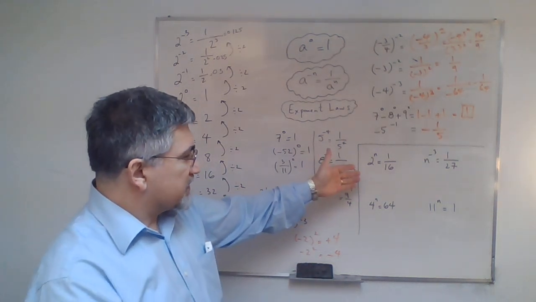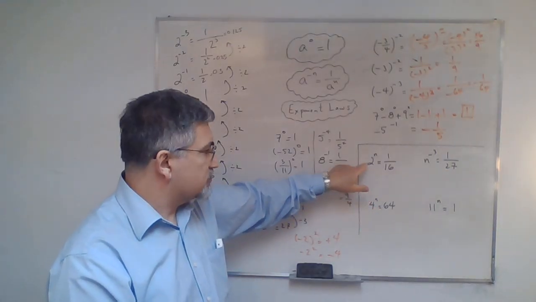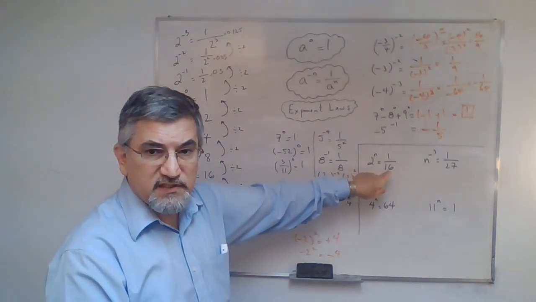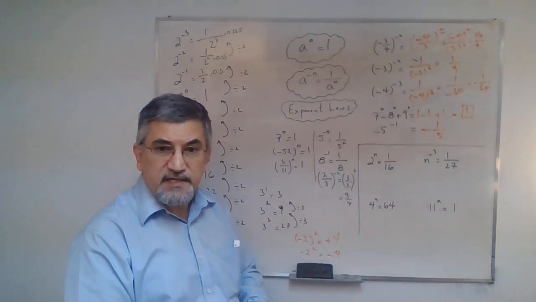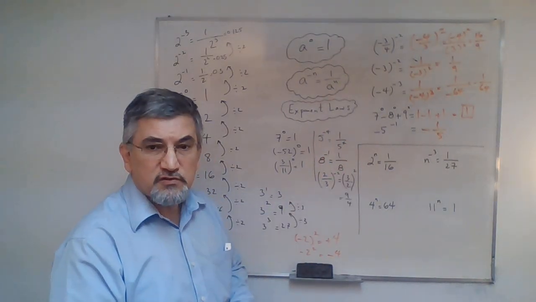To do some other exercises, we have equations that we call exponential equations. 2 to the exponent of n is equal to 1 over 16. How would you solve for n? What is the value of n such that the left side equals the right side?